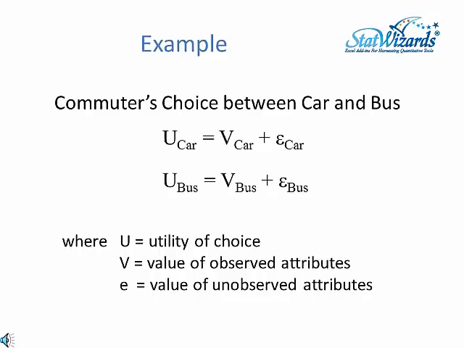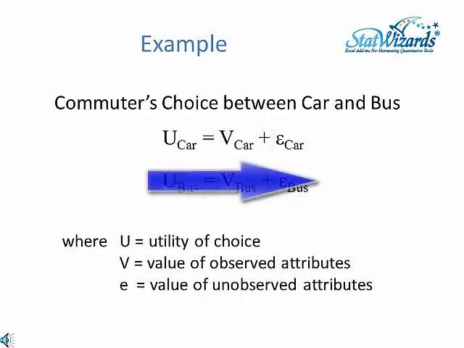We now introduce an example that we will use through the rest of the presentation. Assume that a commuter has a choice of taking a car or bus to work. The utility of taking a car equals the value of observed attributes of the choice of a car, sometimes called a representative value, plus the value of unobserved attributes. Likewise, the utility of taking a bus equals the representative value of the bus choice plus the value of unobserved attributes for taking a bus.